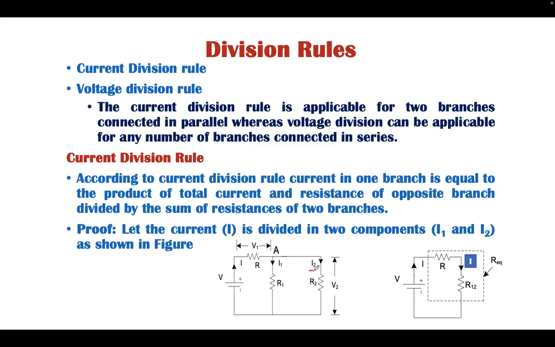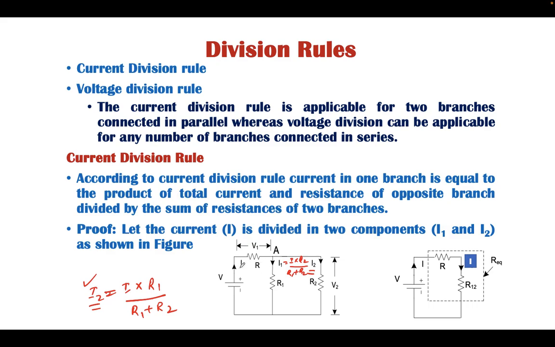Suppose we want to find I2. Then I2 equals the total current supplied by the source, I, multiplied by the resistance of the opposite branch, that is R1, divided by the sum of resistances R1 plus R2. This is how we can calculate I2. Similarly, we can calculate I1. I1 equals the total current I multiplied by the resistance of the opposite branch, R2, divided by the sum of resistances R1 plus R2. This is the current division rule.